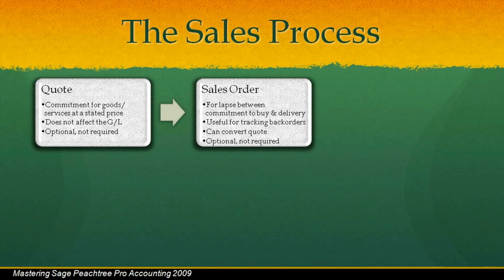An example of a sales order would be if somebody said, yes, Aaron, we want to buy 50 copies of your Peachtree training, but we don't want to buy it until the end of next quarter. I can go ahead and put it on a sales order so I know it's going to happen, but it actually hasn't been transacted yet.